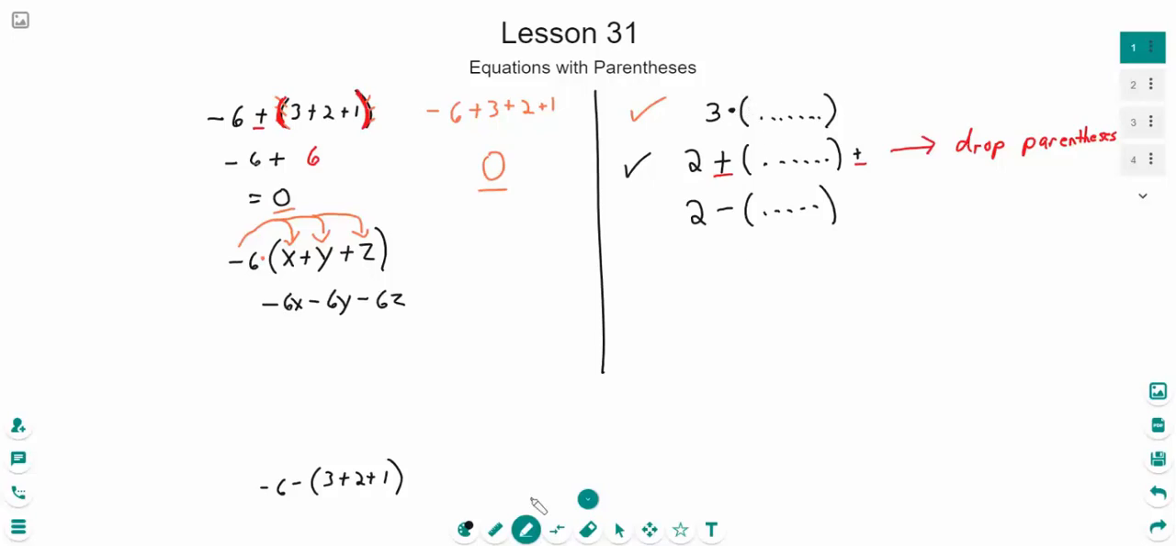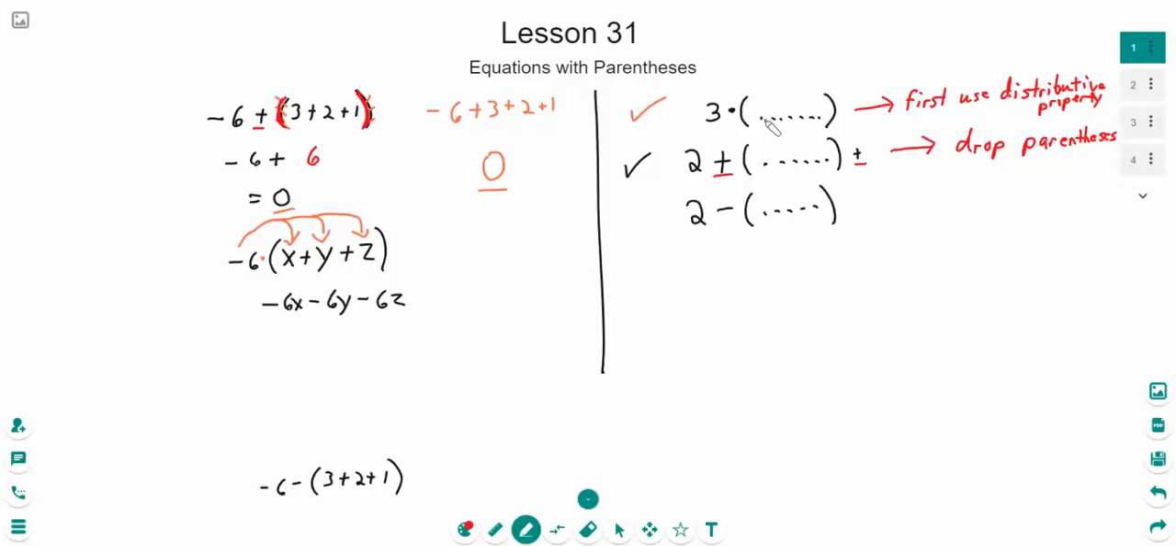But first, and maybe we'll write this over here. First, use distributive property. Okay, so yes, you can, but, and there's a but there, we have to first use distributive property. All right, then we're done with the parentheses.